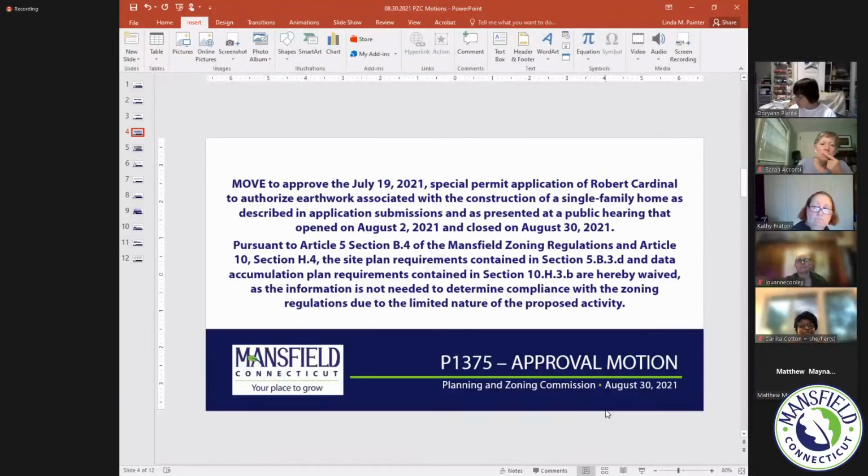As described in application submissions and as presented at a public hearing that opened on August 2nd, 2021 and closed on August 30, 2021. Pursuant to Article 5, Section B.4 of the Mansfield zoning regulations and Article 10, Section H.4, the site plan requirements contained in Section 5.B.3.D and data accumulation plan requirements contained in Section 10.H.3.B are hereby waived, as the information is not needed to determine compliance with the zoning regulations due to the limited nature of the proposed activity.